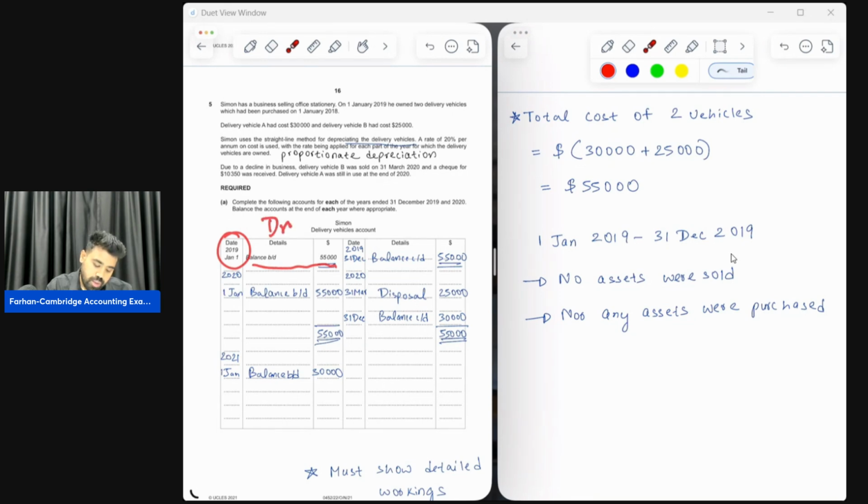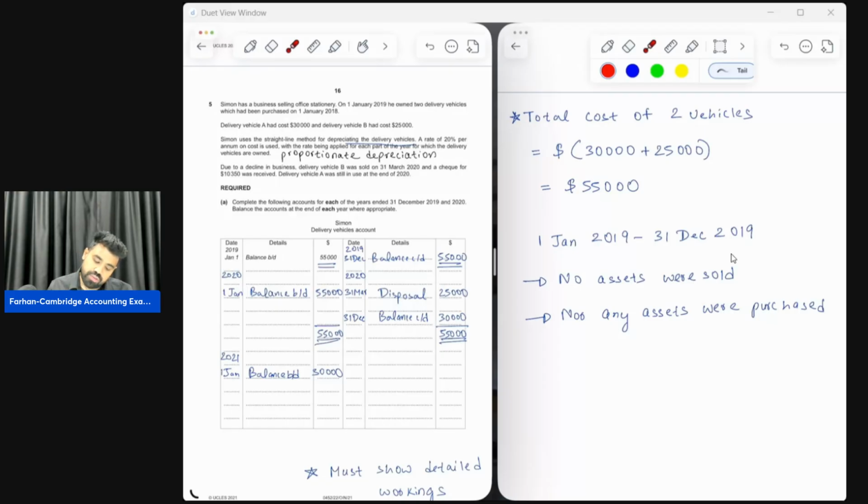Why is it on the debit side of the delivery vehicles ledger account? When we think of the delivery vehicles account, it is an asset account, and all assets by default must have an opening balance on the debit side, which also means when they increase, we debit it. When they decrease, we credit it. So at the 1st of Jan 2019, we are carrying forward the closing balance from the previous year. So we are beginning with an opening balance of $55,000.